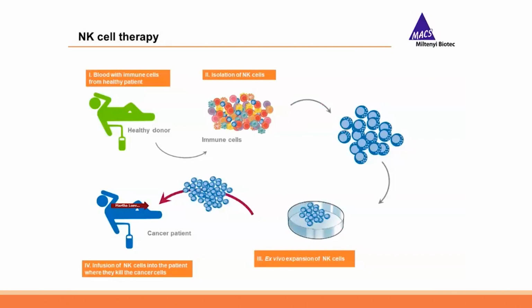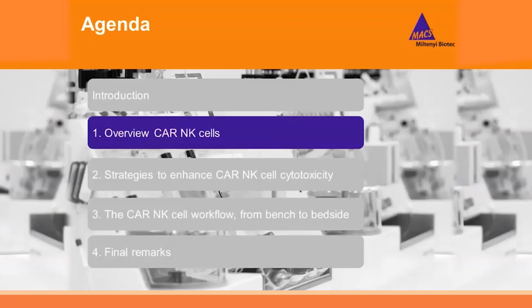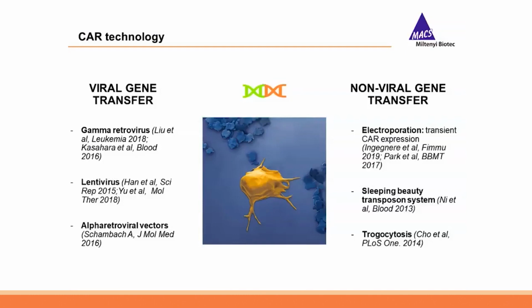Let's go into the field of CAR NK cells. For CAR NK cells, as with other types of cells, there are different technologies to introduce genes. One can do viral gene transfer or non-viral gene transfer. In the case of NK cells, here I'm just giving you some references regarding gamma retrovirus, lentivirus, alpha retrovirus, and some studies doing electroporation, using the Sleeping Beauty transposon system, or even phagocytosis. These publications are using NK cells and aiming to use these different gene transfer methods.